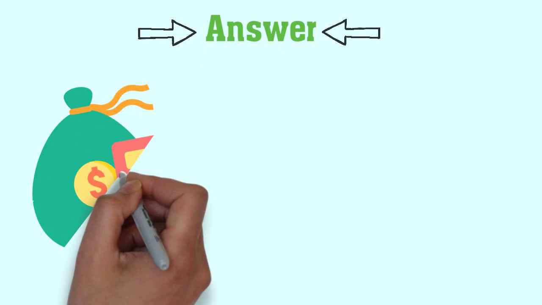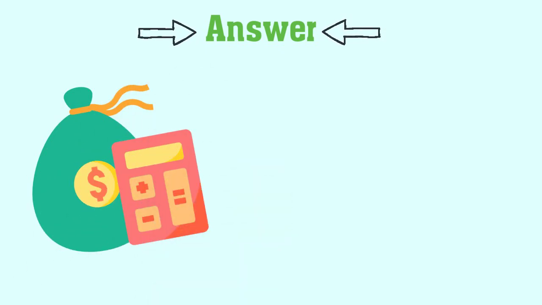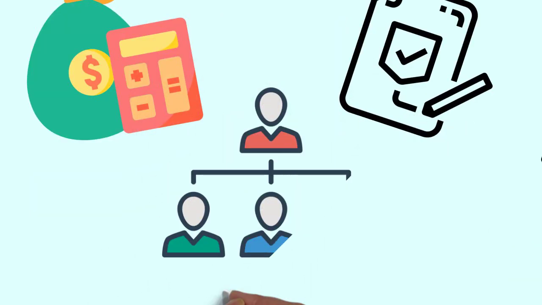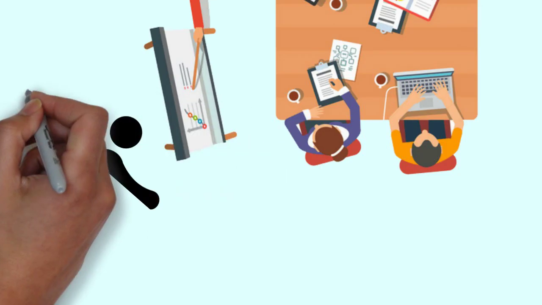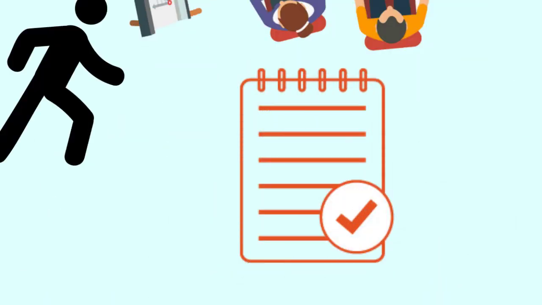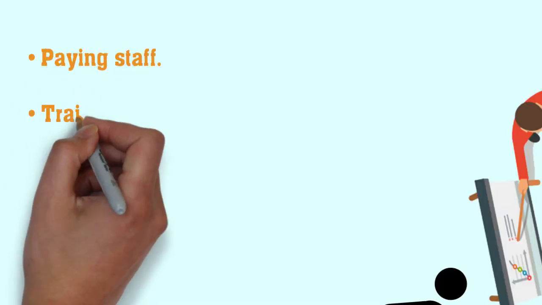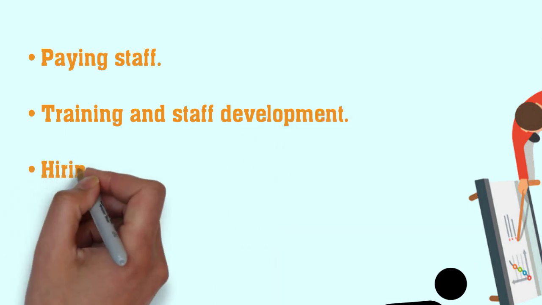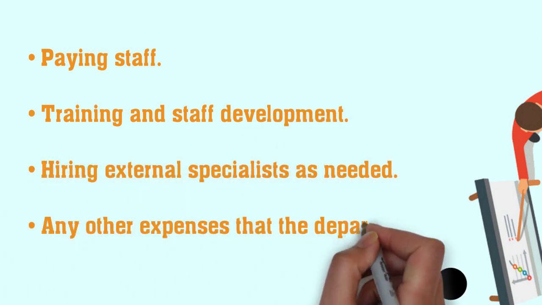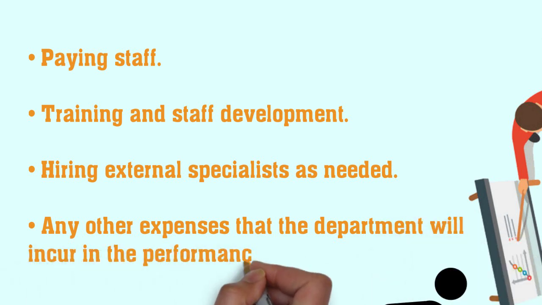The size of the budget for the internal audit activity is determined by the internal audit plan, the organization structure, and the staffing strategy. The budget must include all of the activities that are needed to accomplish the objectives of the internal audit activity, including paying staff, training and staff development, hiring an external specialist as needed, and any other expenses that the department will incur in the performance of its duties.